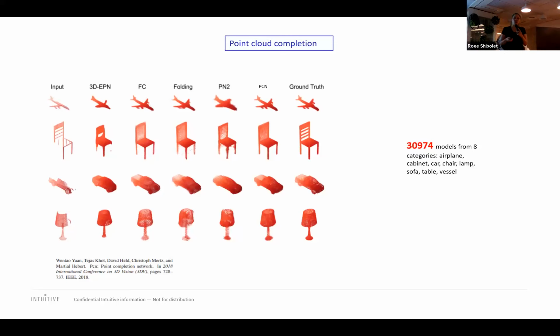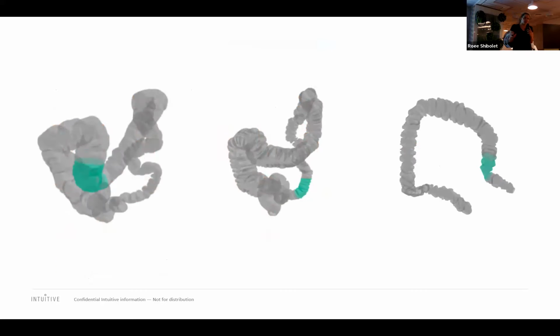So the question is, what kind of data set do we have? The network that was trained in this paper was trained on more than 30,000 models of this kind of shapes. What do we have? We don't have 30,000 models of colon. We have a handful of them. I put here 3 of them.